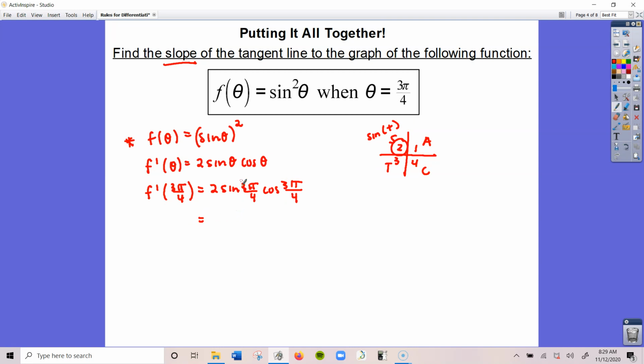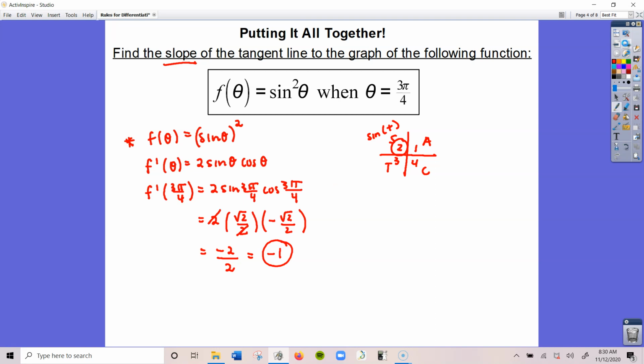So when I'm finding these values, we have 2. Sine of 3 pi over 4 is a positive square root of 2 over 2. The cosine of 3 pi over 4 is negative square root of 2 over 2 because cosine is negative in quadrant 2. And now we work this out. So the 2's here, they can cancel out. And then we have square root of 2 times negative square root of 2, which is negative 2 over 2. And negative 2 divided by 2 is negative 1. So that is my slope.